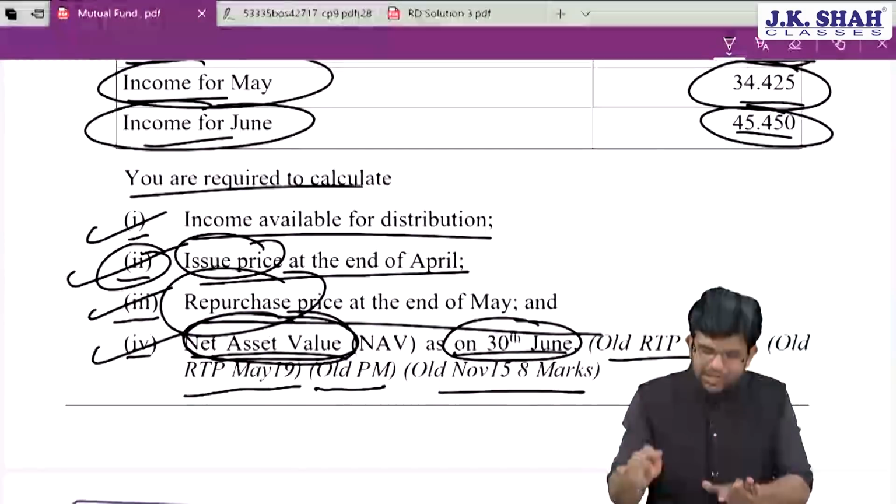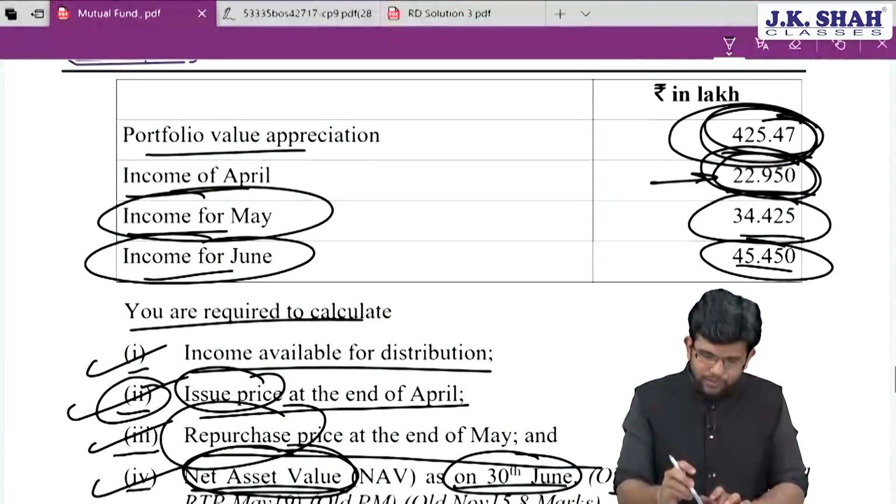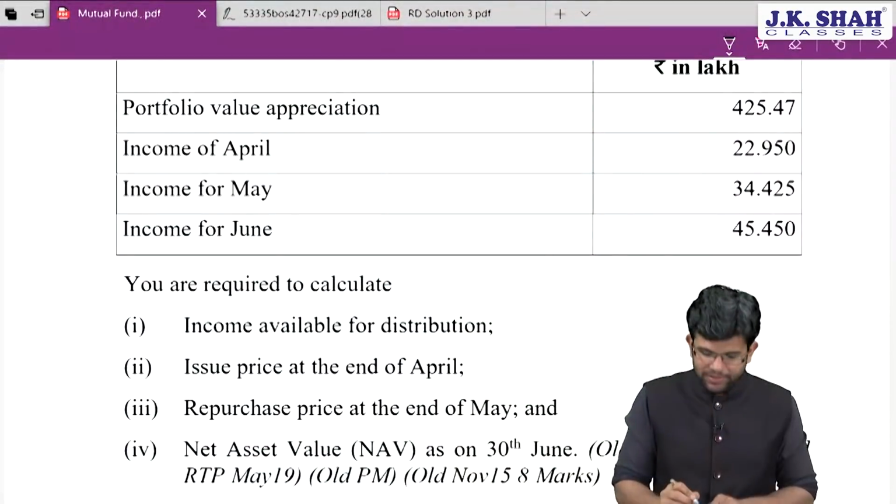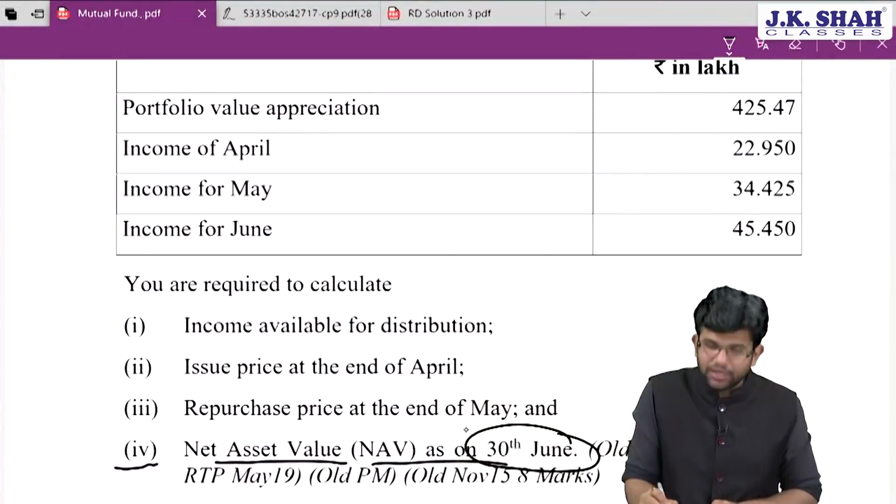So to explain this, let me first remove all the markings from upstairs. Okay, I will remove everything. And now let me explain. Students, they are asking you NAV as on 30th June.